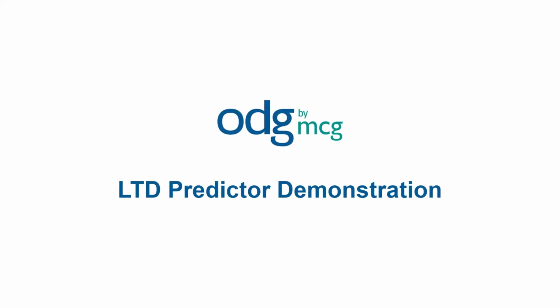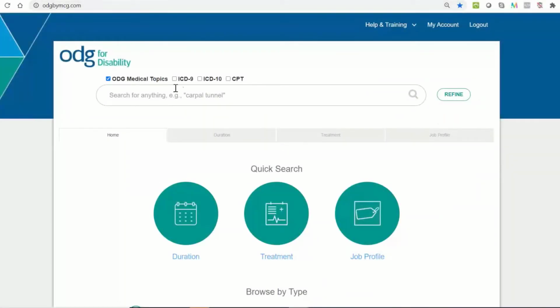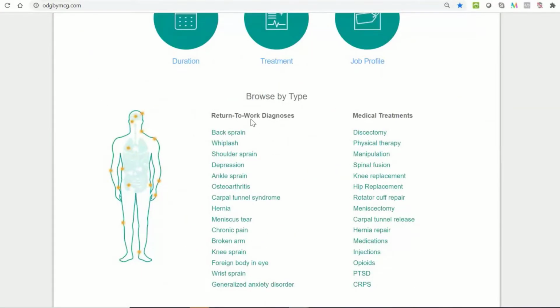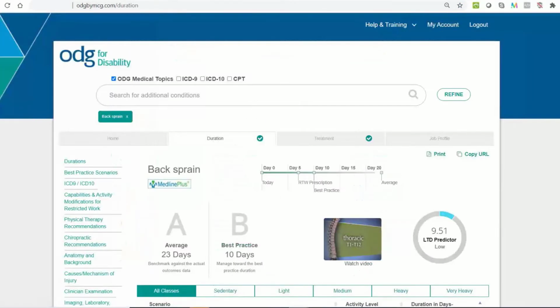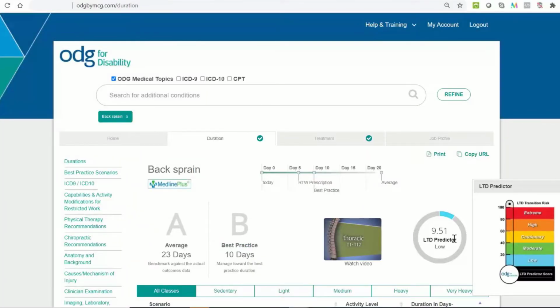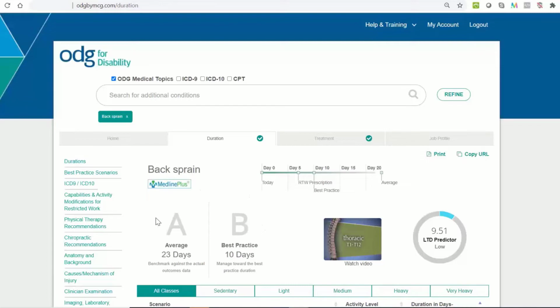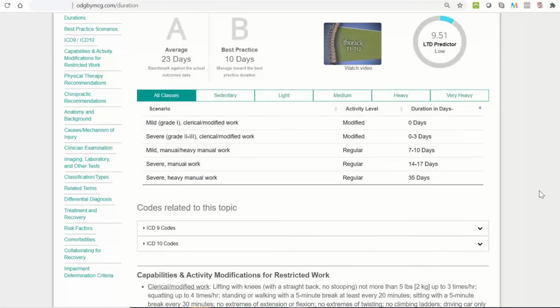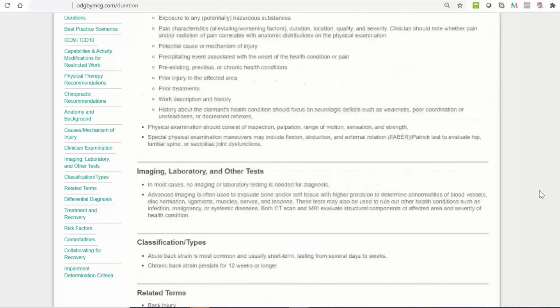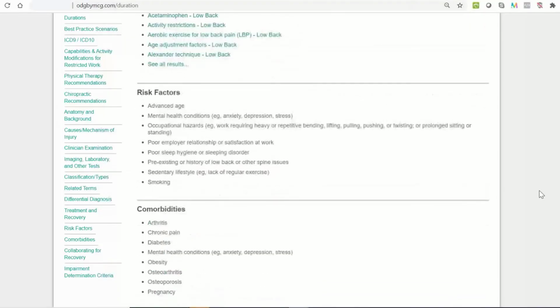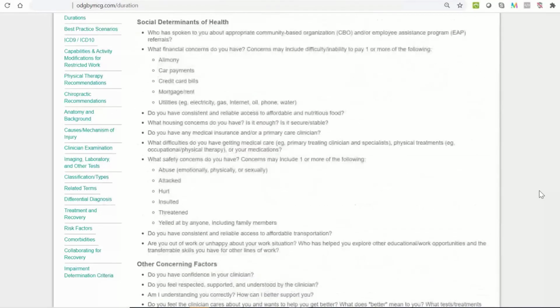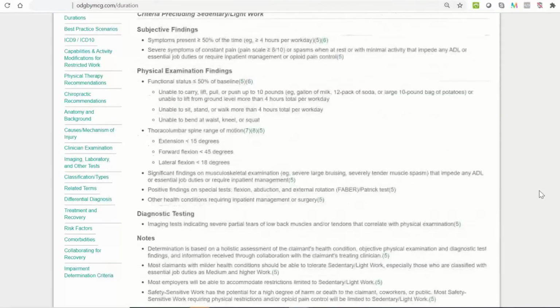Let's take a look at the example on the web-based user interface. I'll move to ODG by MCG, where I can search by medical topic, ICD, or CPT code, and I can go ahead and select one of these common conditions here, in this case, a back sprain. And now I've got my early predictor of long-term disability at 9.5%. I also have my disability duration guidance, my A, my average, and my B, my best practice, along with the timeline, videos and tools, case management guidance, including how to facilitate timely return to work and what questions to ask of physicians, as well as your impairment determination criteria and your social determinants of health.